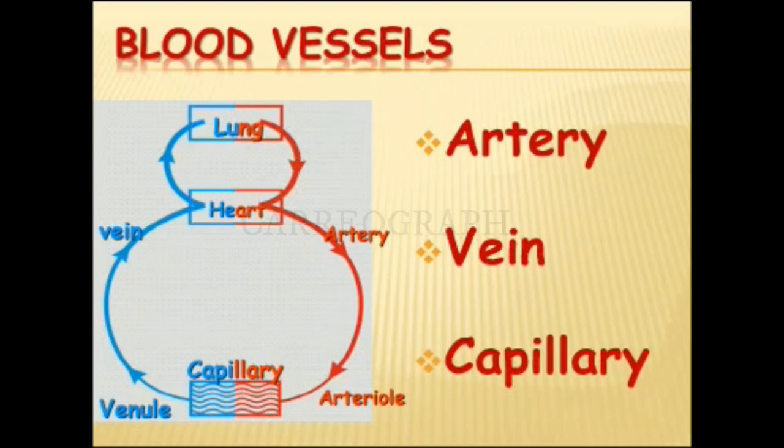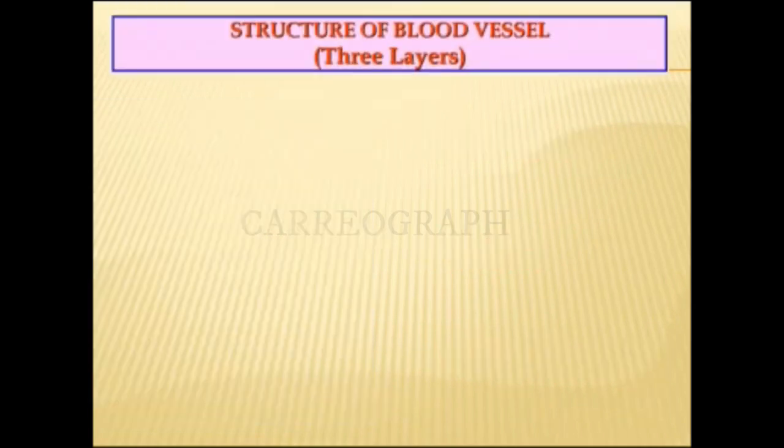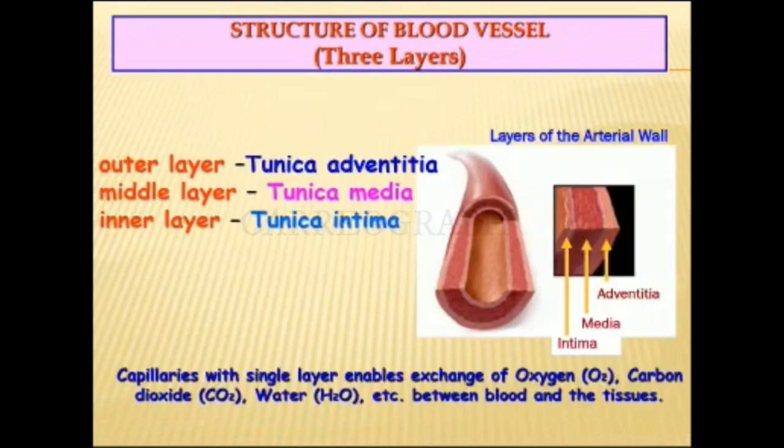When we see the structural part of these blood vessels, they have 3 layers. The outer layer is tunica adventitia, the middle layer is tunica media, and the inner layer is tunica intima. Artery and veins have all these 3 layers, whereas capillaries have a single layer. Due to this single layer, there is an exchange of oxygen, carbon dioxide, water, and nutrients in the capillary itself, and this exchange is between the blood and the tissues. These capillaries also connect artery and vein.